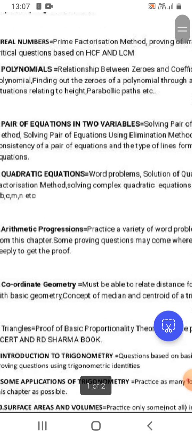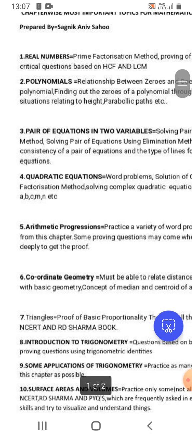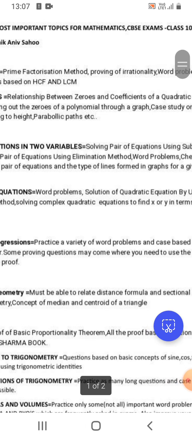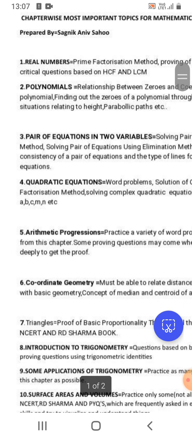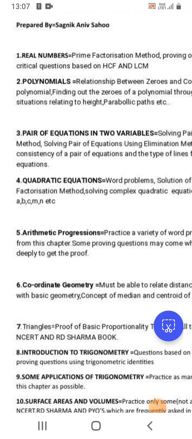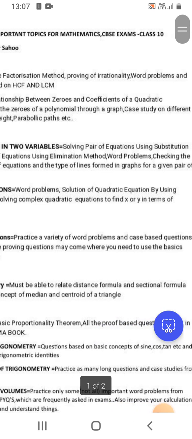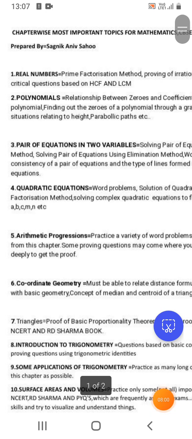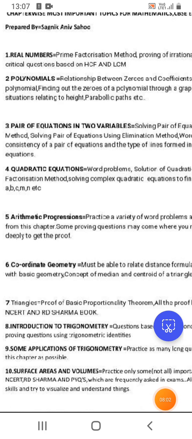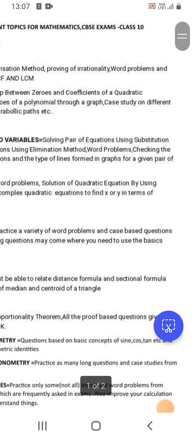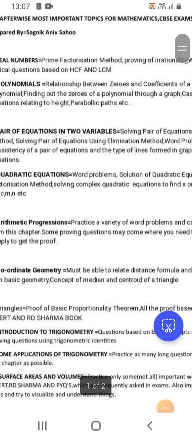In that way. Then 5, arithmetic progressions. Arithmetic progressions is one of the most important chapters. The basics of arithmetic progressions are also going to help in higher level mathematics. So what you need to do for standard 10th level? Practice a variety of word problems and case based questions from this chapter. There is a high possibility that you may get word problems or case based questions from this chapter.